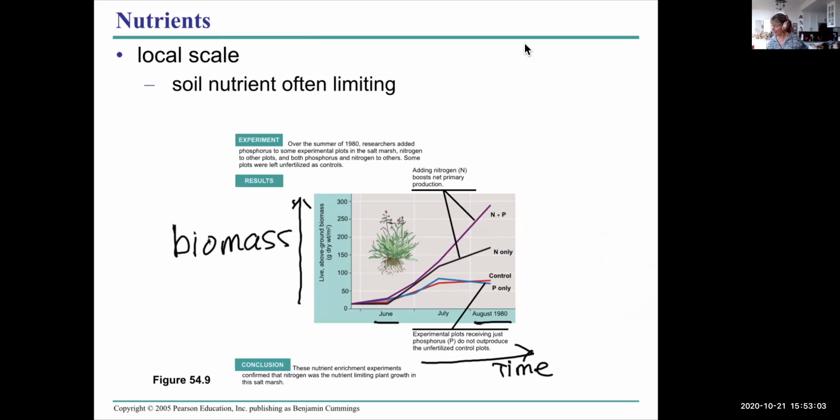So the control is down here in red. So nothing was added to the control. Phosphorus only was added here. It's not very different from the control. But when only nitrogen was added, then productivity went up. So it looks like the nitrogen was the limiting factor for growth.